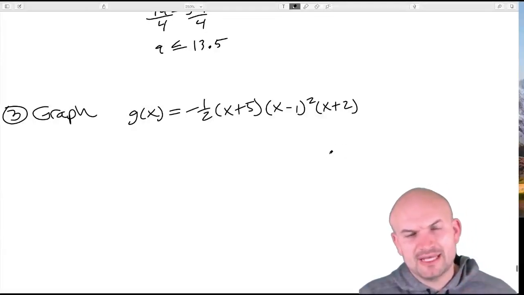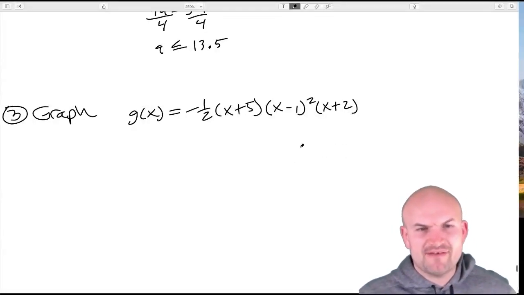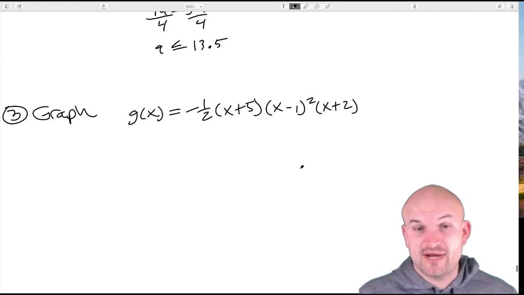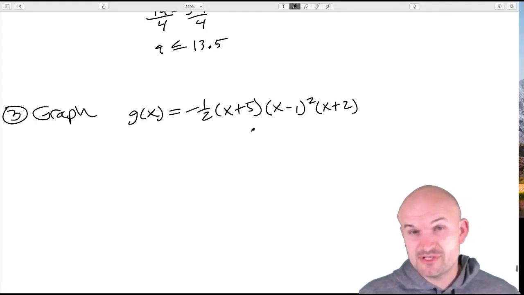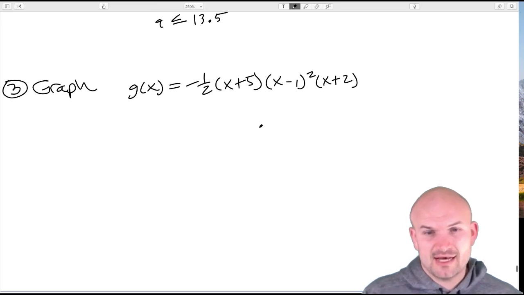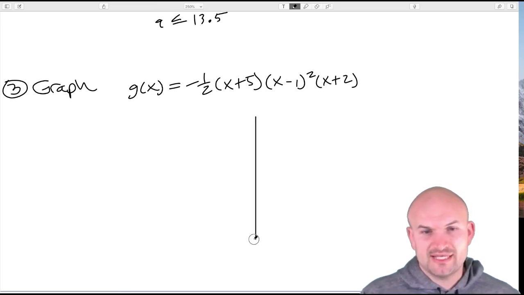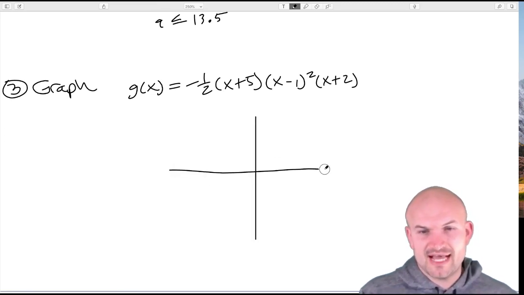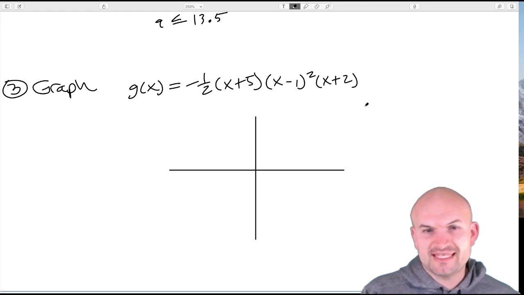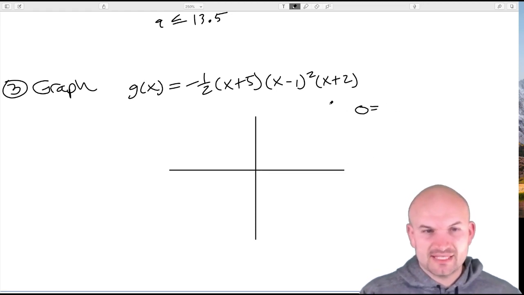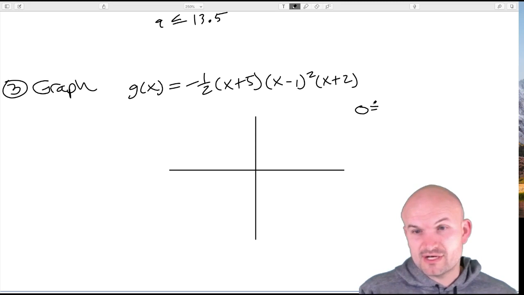So the next example is, the graph is g of x equals -1/2 times (x plus 5) times (x minus 1) squared times (x plus 2). In this case, basically what we're going to do is identify the x-intercepts. So hopefully you remember that the x-intercepts are going to be when g of x is equal to 0. So I can set -1/2 times (x plus 5).